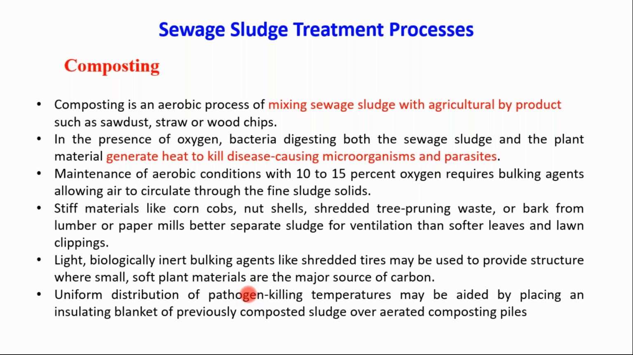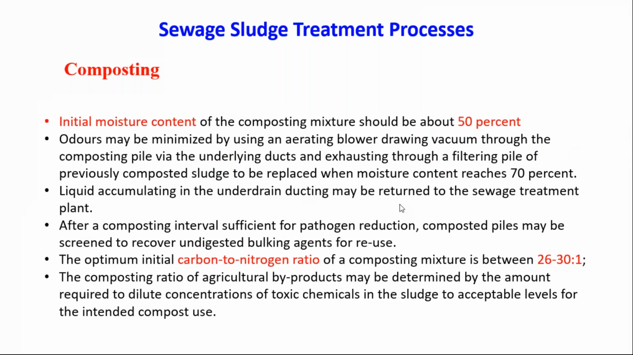Uniform distribution of these pathogen-killing temperatures may be aided by placing an insulating blanket of previously composted sludge over aerated composting piles. So in this composting process, we are going to kill the disease-causing microorganisms. We are consuming this sludge and agricultural byproduct with the help of microorganisms or positive bacteria.